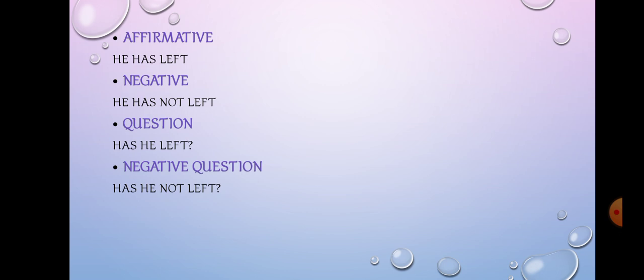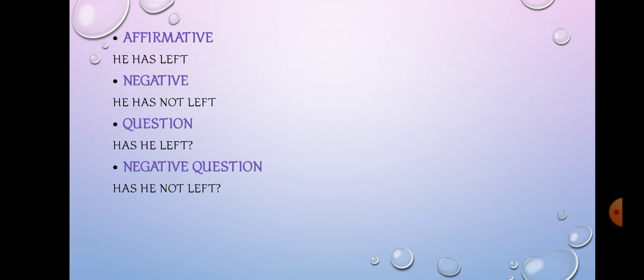Then how do we change the present perfect tense into question form? First we put has or have, then the subject, and then the verb. That is how you change into question form. He has left is the main sentence. When you change that to question form, you write has he left. Another example: he has written. I change that to question form: has he written? They have played. Question form: have they played?